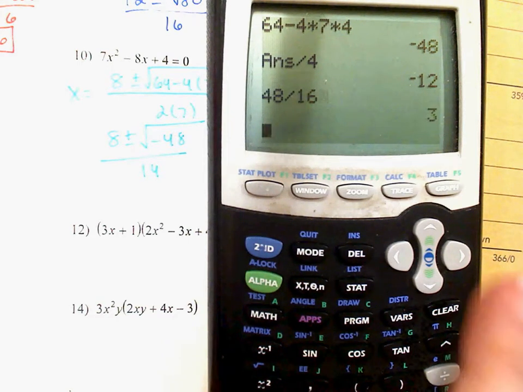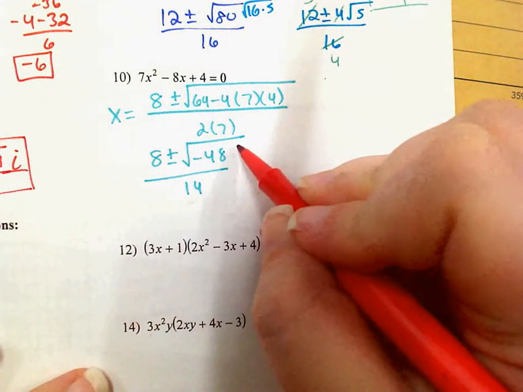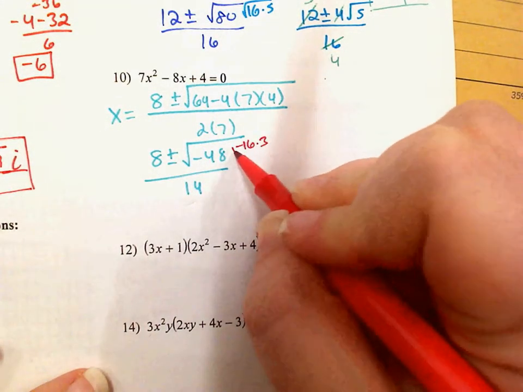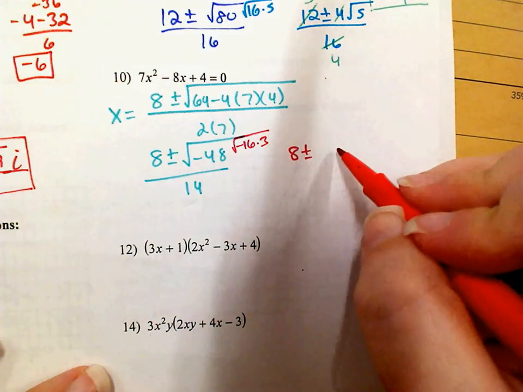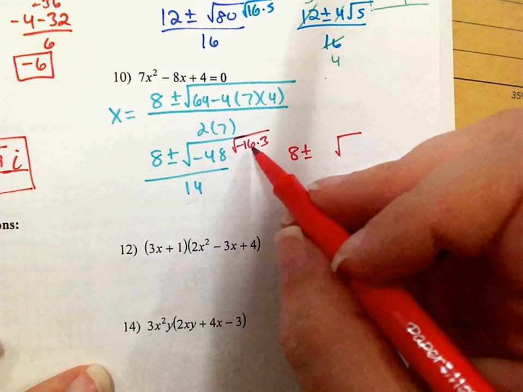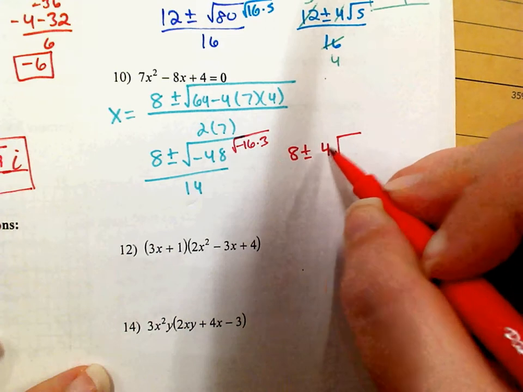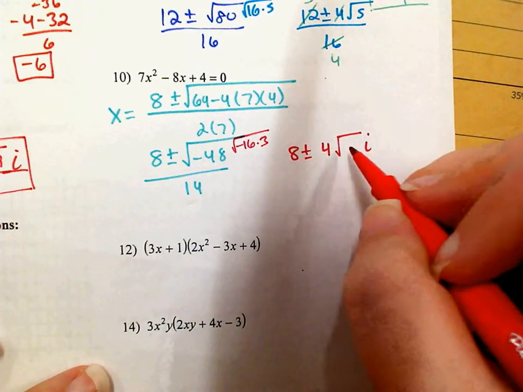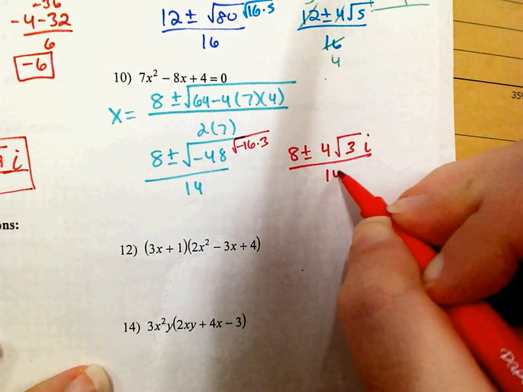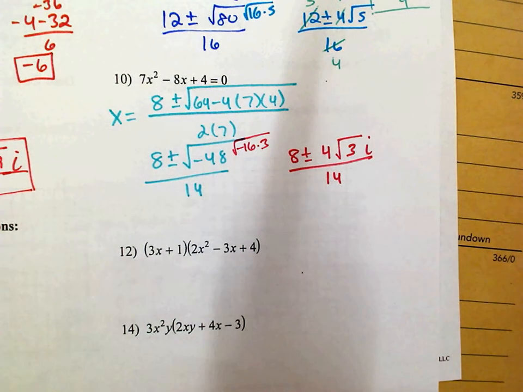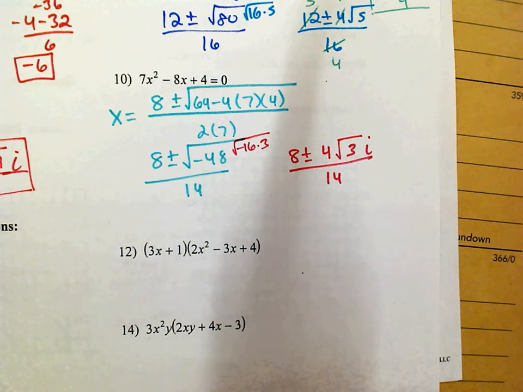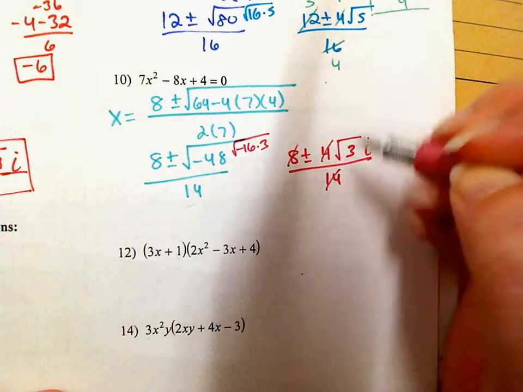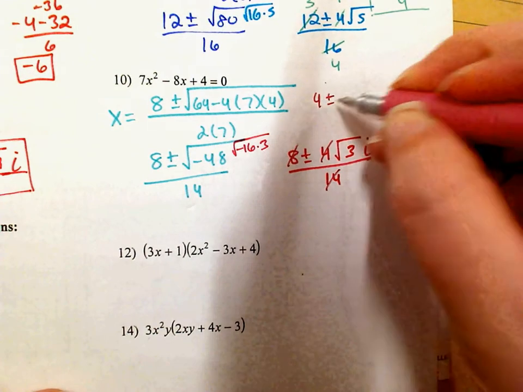So I think of this as negative 16 times 3. And so I've got 8 plus and minus the square root of 16, which is 4. The negative is an i, and the 3 stays on the inside, and I'm left with 14 in the denominator. Then I notice that 8, 4, and 14 are all even, which means I can divide them all by 2. So if I divide each of these by 2, I'm left with 4 plus and minus 2 square root of 3 i all over 7.